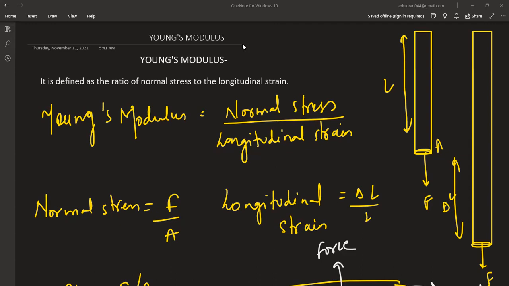Then we had strain, which was the change in dimension by the original dimension. So the ratio will be the same, the units will cancel, and you will get it unitless. Since there is not a single type of deformation present in your system, there are multiple deformations. So types of strain are also three: longitudinal strain, volumetric strain, and tangential strain. Stress is directly proportional to strain. When you take their ratio, you get a quantity known as moduli of elasticity. Among moduli of elasticity, one of them is Young's modulus.